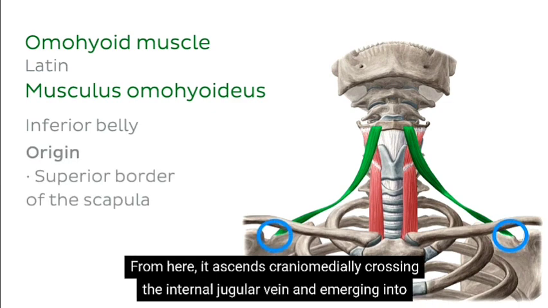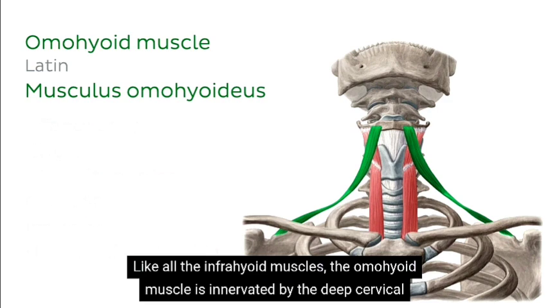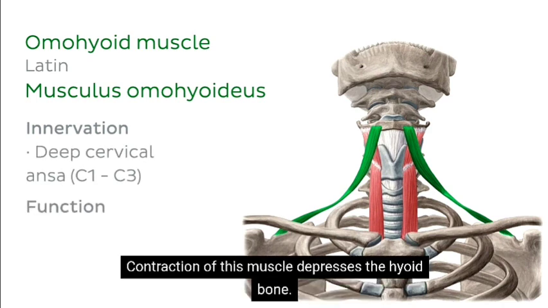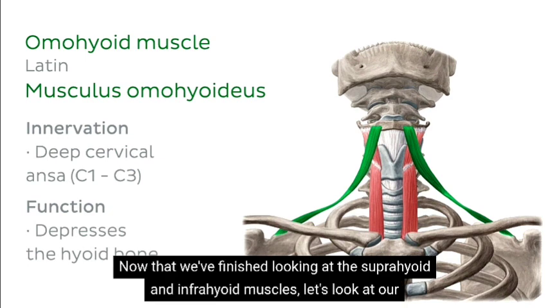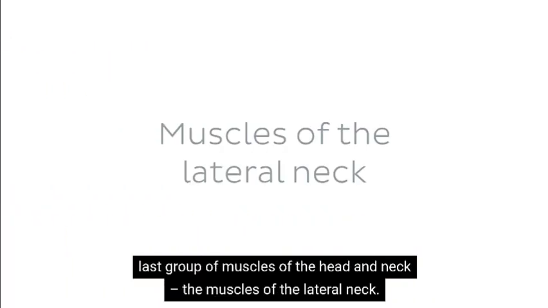From here, it ascends craniomedially, crossing the internal jugular vein and emerging into an intermediate tendon. Like all the infrahyoid muscles, the omohyoid muscle is innervated by the ansa cervicalis, which arises from the cervical plexus. Contraction of this muscle depresses the hyoid bone. Now that we've finished looking at the suprahyoid and infrahyoid muscles, let's look at our last group of muscles of the head and neck, the muscles of the lateral neck.